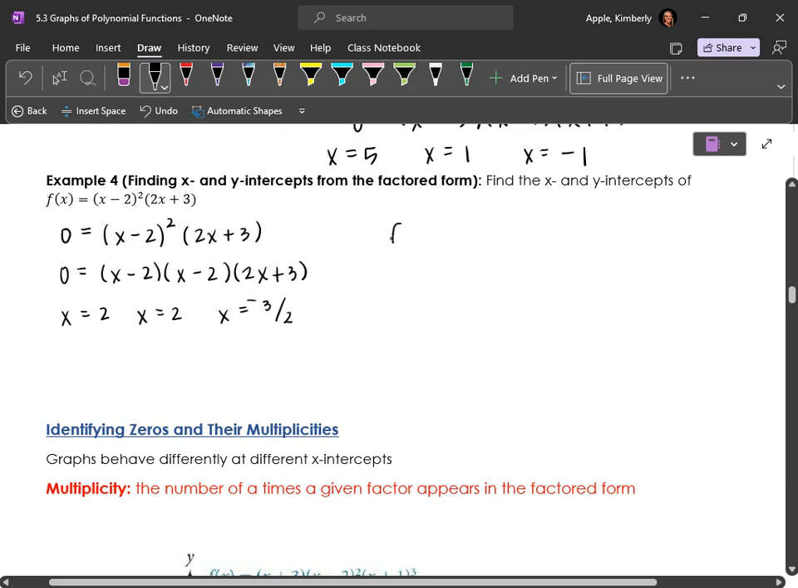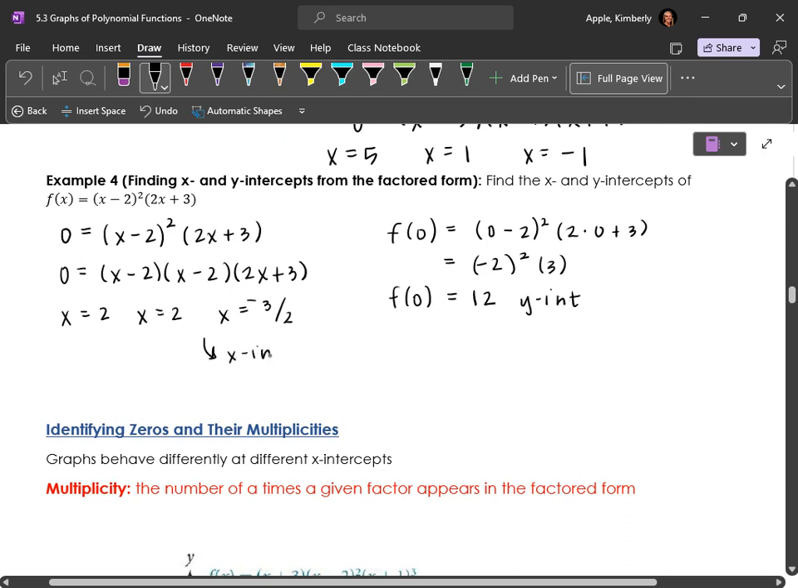The y-intercept, remember, that's just f of 0. And so if we have a 0 minus 2 squared and a 2 times 0 plus 3, that's pretty simple, right? Like that's negative 2 squared. And then 2 times 0 is 0, and then this would just be a 3. So that'd be 4 times 3, and that is 12. So that's going to be our y-intercept. And our x-intercepts are just these, where the function is equal to 0. We love doing that from the factored form.